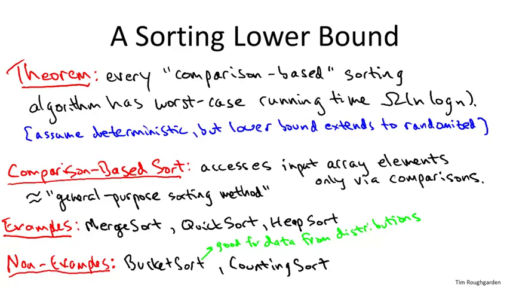Again, counting sort does not access the array elements merely through comparisons. It actually stares at an element, figures out what its value is, and uses that value to determine what bucket to put the element in. So in that sense, it's not a comparison-based sort, and it can, under various assumptions, beat the n log n lower bound. So a final example is the well-known algorithm called radix sort.